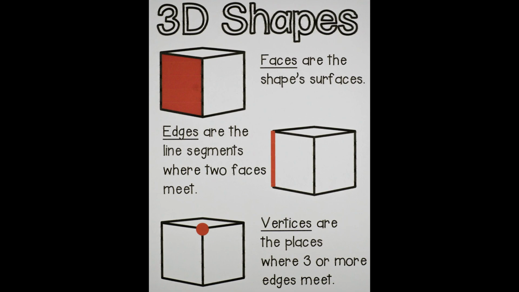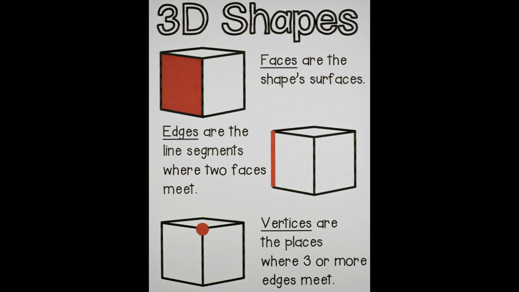3D shapes have things called faces. The faces are the flat surfaces. Those surfaces meet at what we call edges. And the corners, just like we talked about last week, have a similar vocabulary word. We're still going to call those our vertices. So we're going to take a closer look at some of the 3D shapes that we are going to learn about this week.